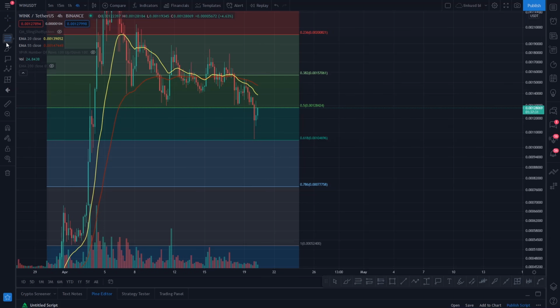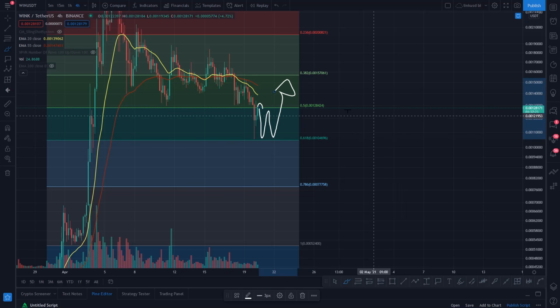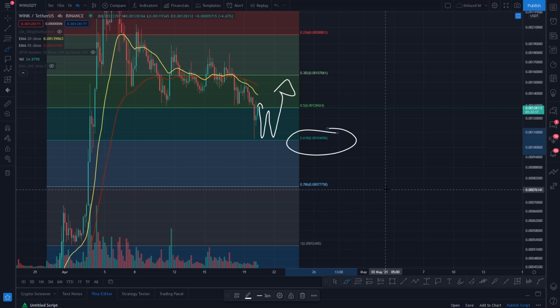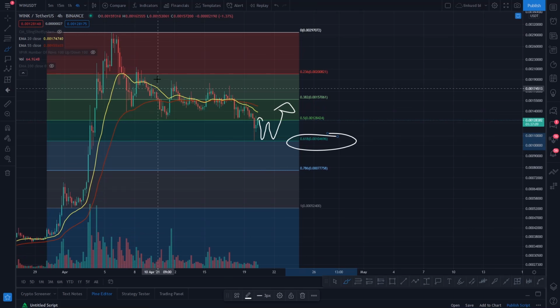So you could see if it fails to get above this, you could see it come back down a couple of retests like that before actually getting through. But what I want to make you aware of is if it does lose this particular level right now, the 0.618 golden ratio, and that price target is 0.0110496. If it was to lose that, then I would anticipate that it would come down to this previous swing high at least, okay, at least.